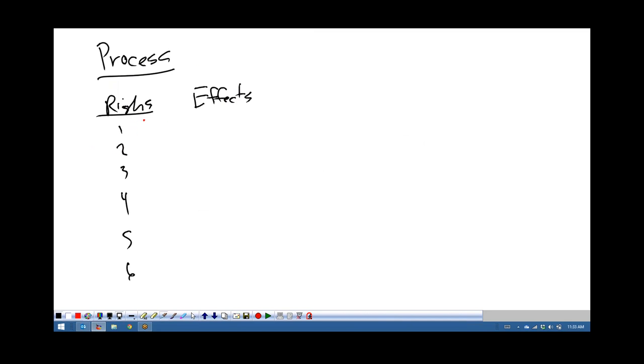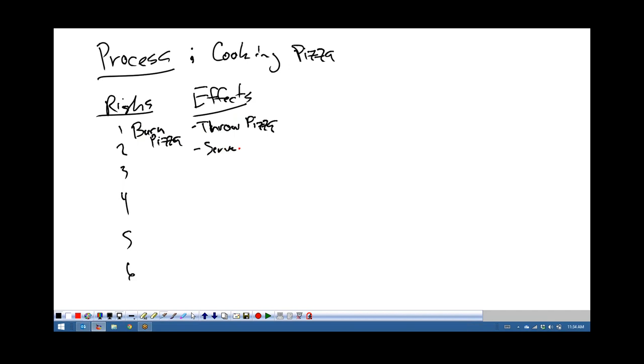Like, for example, we're going to cover cooking a pizza. If you're a pizza parlor, what's just one risk? You know what, I'll just write it down. One risk might be I burn the pizza, right? I could burn that pizza. The effect of that might be I have to throw the pizza out, but I could also have another effect. Maybe I serve a burnt pizza, if it's not burnt that badly, and there's some risk of the customer being unhappy with that. Does that make sense? So there can be more than one effect for a risk. I shouldn't have numbered all these right away. Another thing that could happen is the cook injures self.